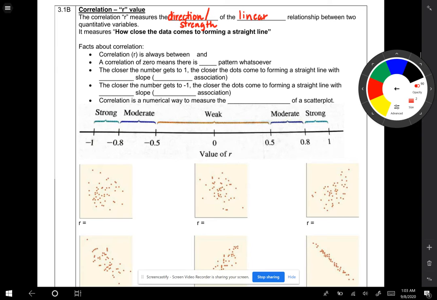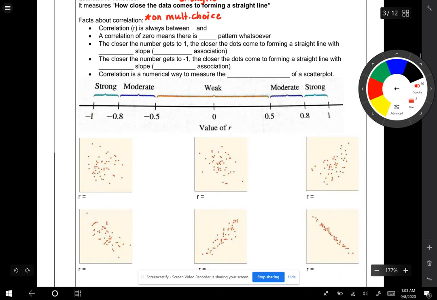Here are some facts about correlation, and this always seems to be something you're asked on multiple choice questions, either on the AP exam or one of my exams. The correlation R is always between -1 and +1, including those as well. A correlation of 0 means there is no pattern whatsoever.